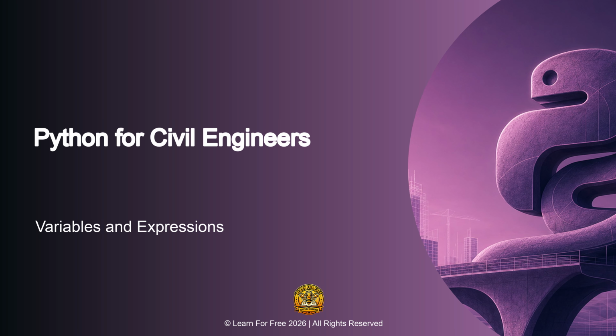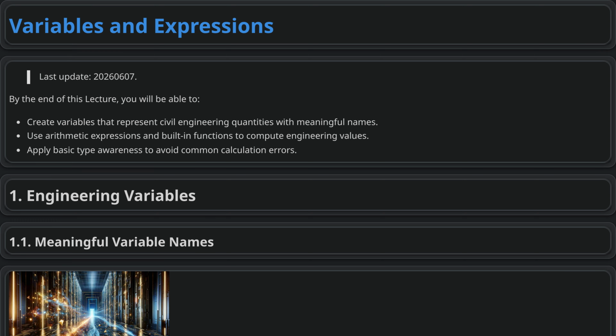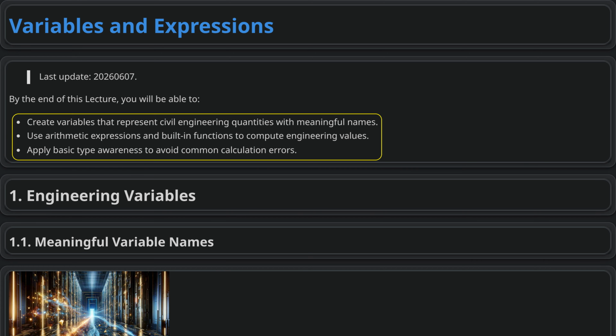Module 1, Lecture B, Variables and Expressions. By the end of this lecture, you will be able to create variables that represent civil engineering quantities with meaningful names, use arithmetic expressions and built-in functions to compute engineering values, and apply basic type awareness to avoid common calculation errors.